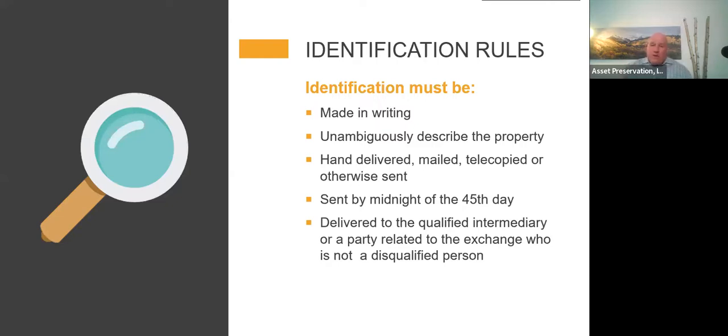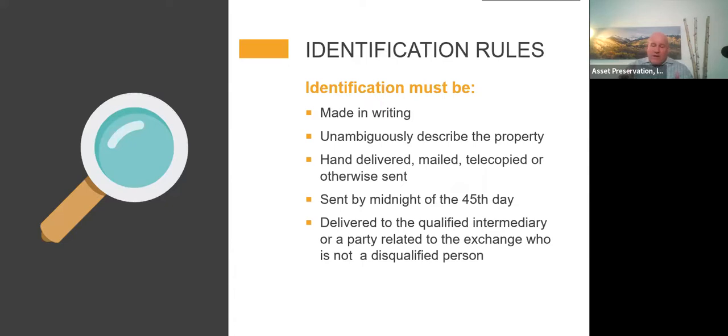Now, identification, we ask, what does it look like? It needs to be written. And the key thing is you need to unambiguously describe the property. So unambiguous is going to be a street address or a legal description. You would identify it on the street. If it's a piece of land, it could be the assessor's parcel number. If you're going to identify a condo in Beaver Creek, you want to identify not only the complex, but unit number 321, the specific unit. So it has to be unambiguous. And you only have that 45-day window.